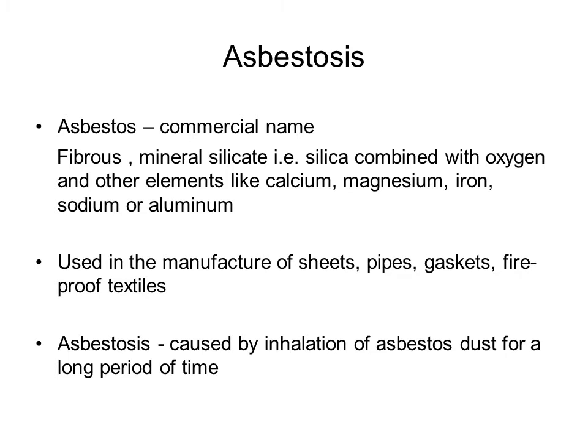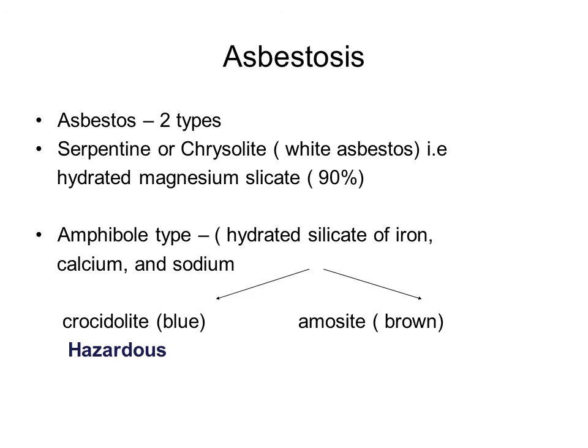Next pneumoconiosis is asbestosis. Asbestos is the commercial name, but the material is a fibrous mineral silicate, that is silica combined with oxygen and other elements like calcium, magnesium, iron, sodium, aluminium, etc. It is used in manufacturing of sheets, pipes, gaskets, fireproof textile, etc. And asbestosis can be caused by inhalation of asbestos dust for a long period of time, which is generally an occupational exposure. Asbestos is mostly of two types.